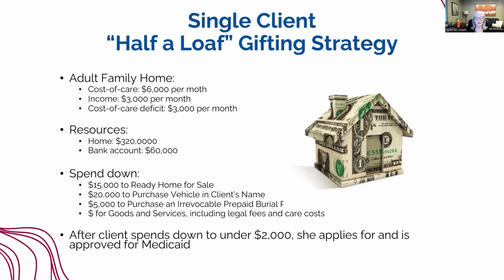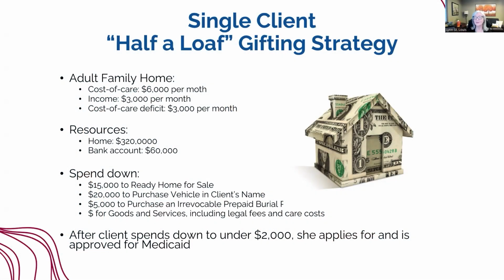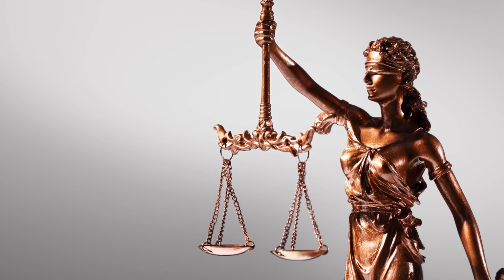Single people can only have $2,000 in countable assets. If a single person comes to us and they don't have the ability to use a disabled child transfer or other of those exempt transfers, what can we do? So in this situation, the example is that the person is in an adult family home. It costs $6,000 a month. Their income is $3,000 a month, so they're short $3,000 a month. That's what we call the cost of care deficit. In this example, the home is worth $320,000 and they've got $60,000 in the bank account. What are they going to do? What advice are we going to give them?